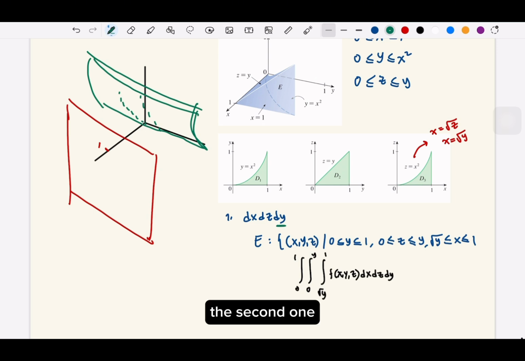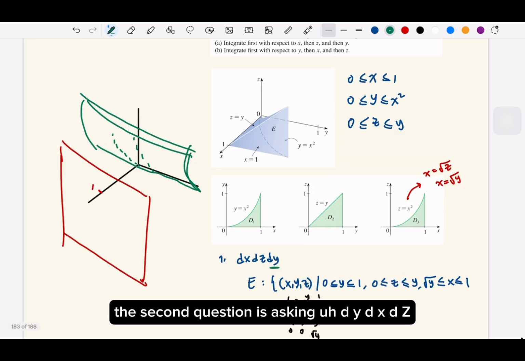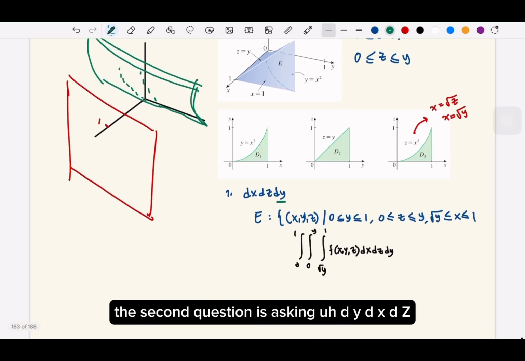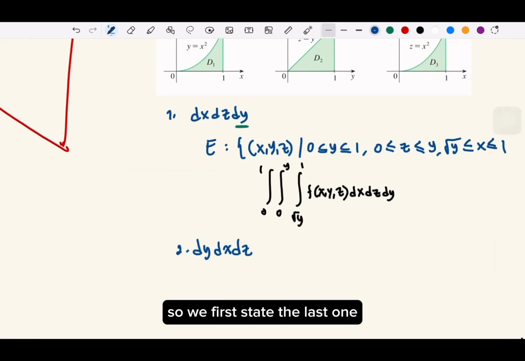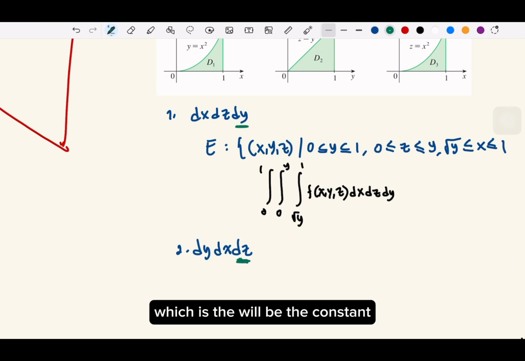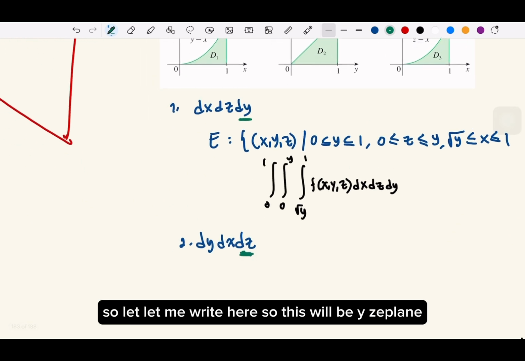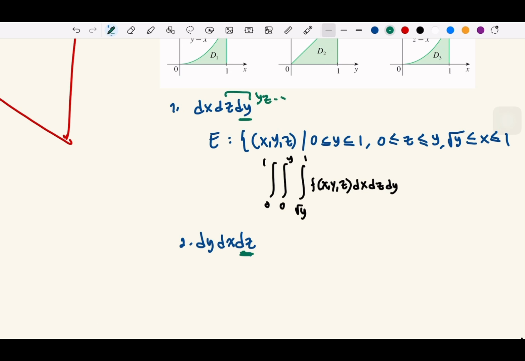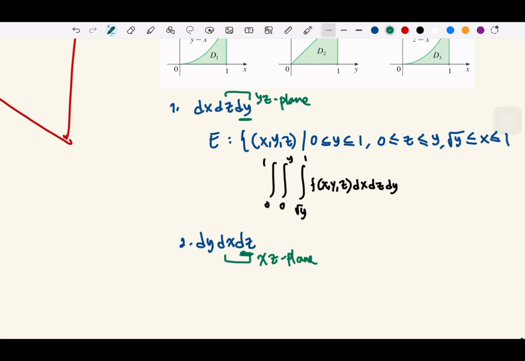Well, let's see the second one. The second one may be better. The second question is asking dy dx dz. So we first state the last one, which will be the constant. So this will be in the xz plane. Let me write here. This will be the yz plane. This will be the xz plane.